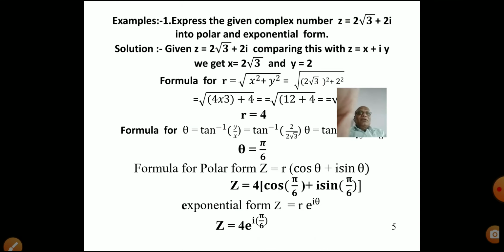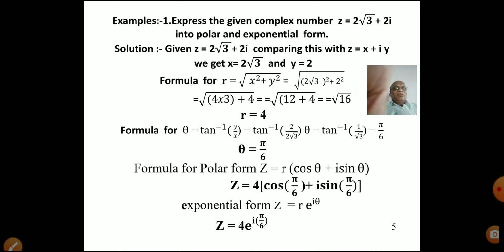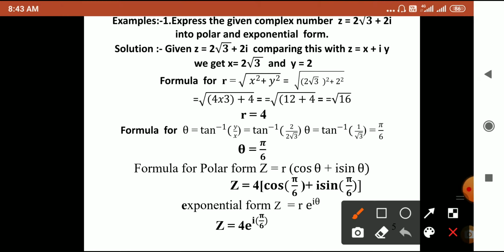Now we have represented a complex number in different forms. We have derived the formulas. First is z equal to x plus iy, rectangular form. Z equal to r into bracket cos theta plus i sin theta, this is polar form, and the third one is z equal to r e raised to i theta, this is exponential form. Now we see some examples of how we can convert a complex number into polar or exponential form if we know it in rectangular form.